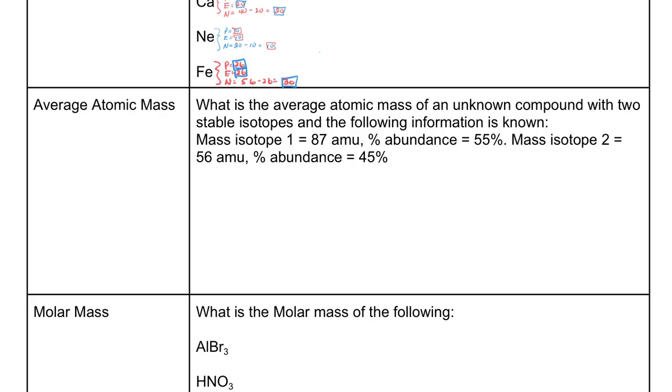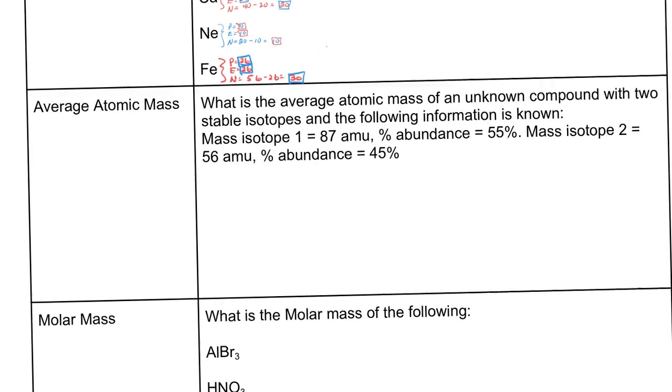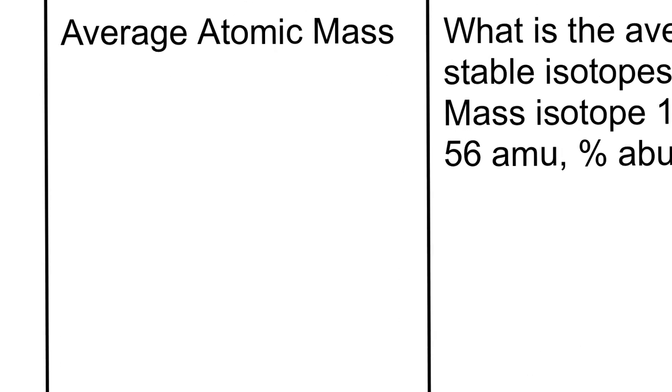All right, for the next section, we're going to talk about average atomic mass. When we're dealing with the average atomic mass, there is a pattern that you want to use in terms of the calculation. That pattern is the following. You want to look at all of the isotopes, and you're going to take the mass of the isotope and multiply that by the percent abundance.